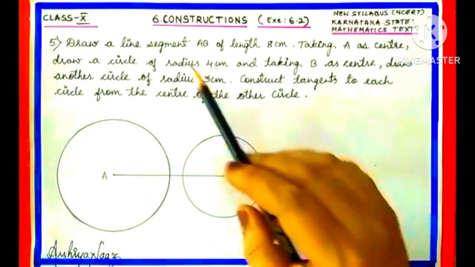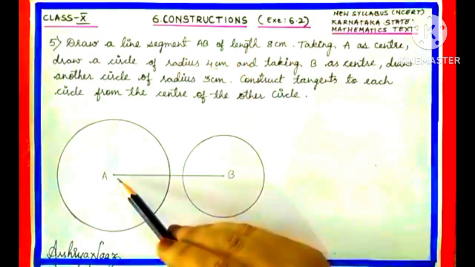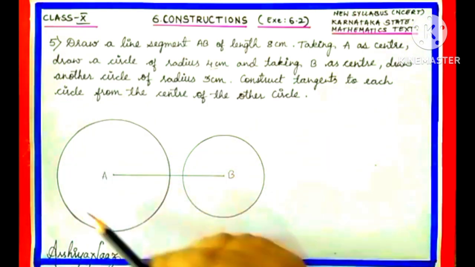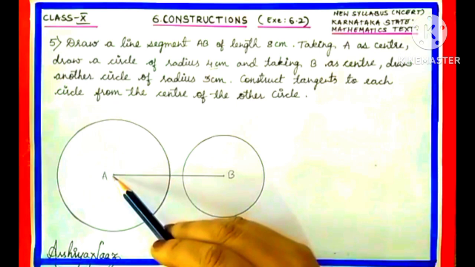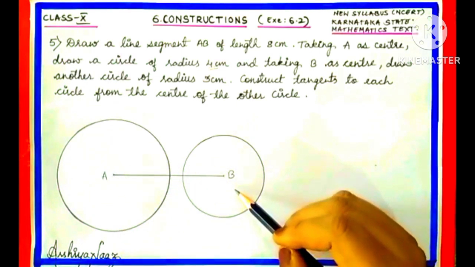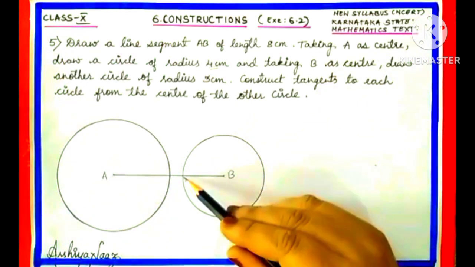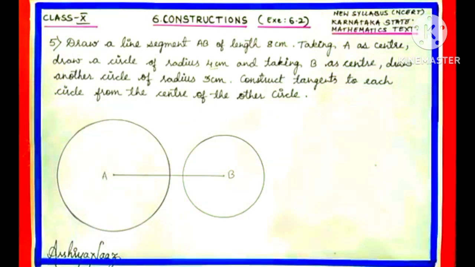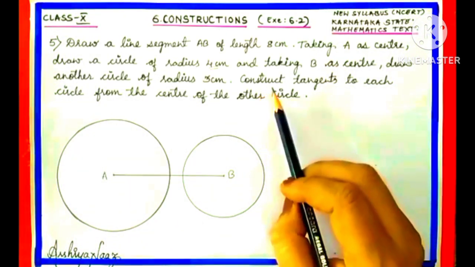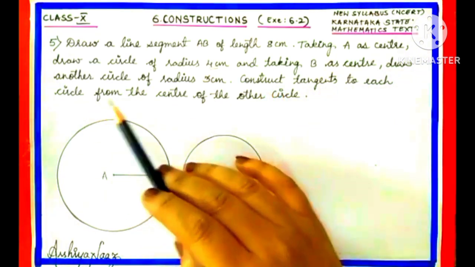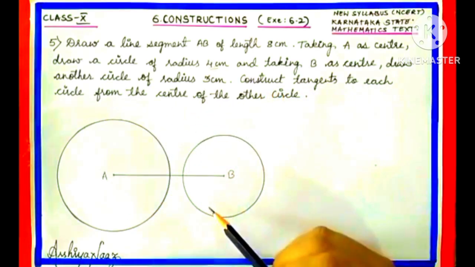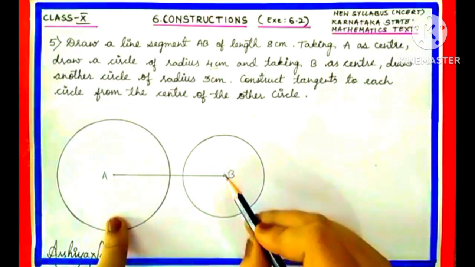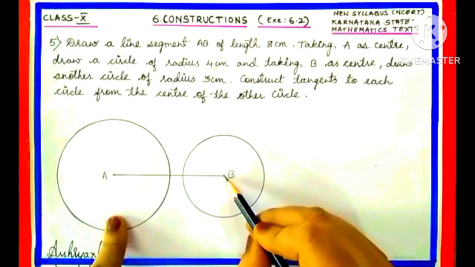Now we have drawn the line segment AB of length 8 cm and we have also drawn a circle of radius 4 cm from the point A, and we have drawn another circle of radius 3 cm from the point B. Now we have to construct tangents to each circle from the center of other circle. It means that for this circle, we have to construct the tangents from the point B.